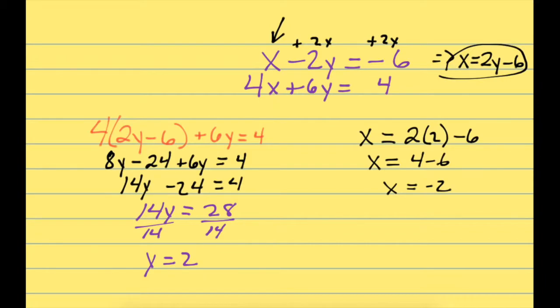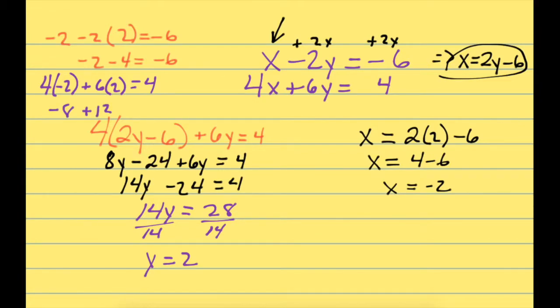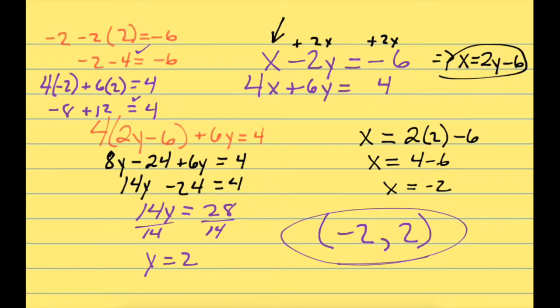And what I can do to make sure I got it right is plug that into both of the original equations. Does negative 2 minus 2 times 2 equal negative 6? Well, that's negative 2 minus 4, and it does equal negative 6. Does 4 times negative 2 plus 6 times 2 equal 4? Well, that's negative 8 plus 12, which does equal 4. So since that works in both equations, I have the right solution: (-2, 2).